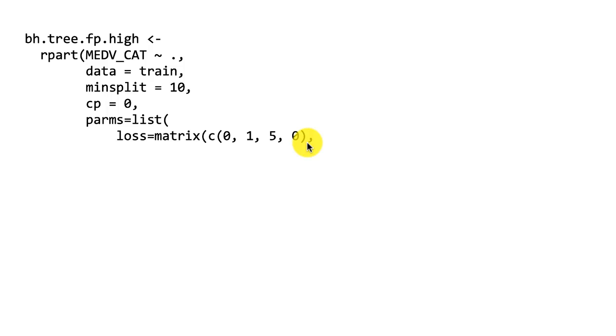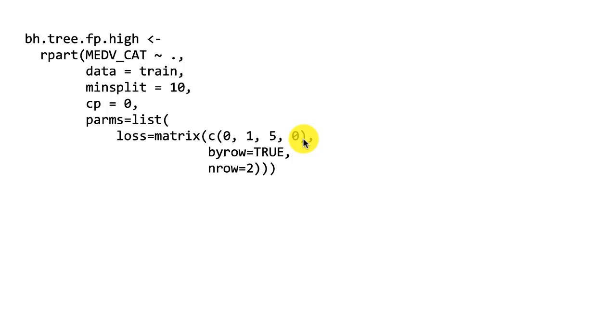Okay, let's understand how to interpret this matrix. It's saying byrow equals true and nrow equals 2. In other words, we are saying these are four numbers, but interpret it as a matrix with two rows, and the values are given by row. In other words, 0 and 1 are the values in the first row of the matrix. 5 and 0 are the numbers in the second row. That's all this is saying.